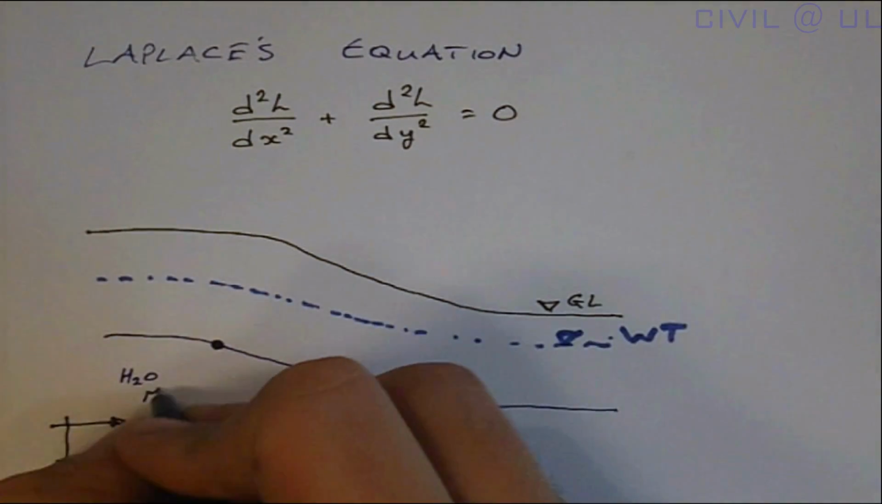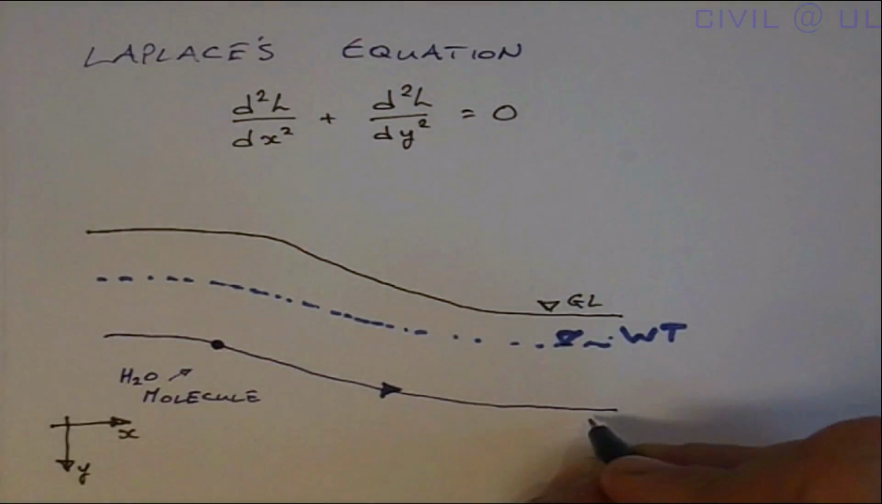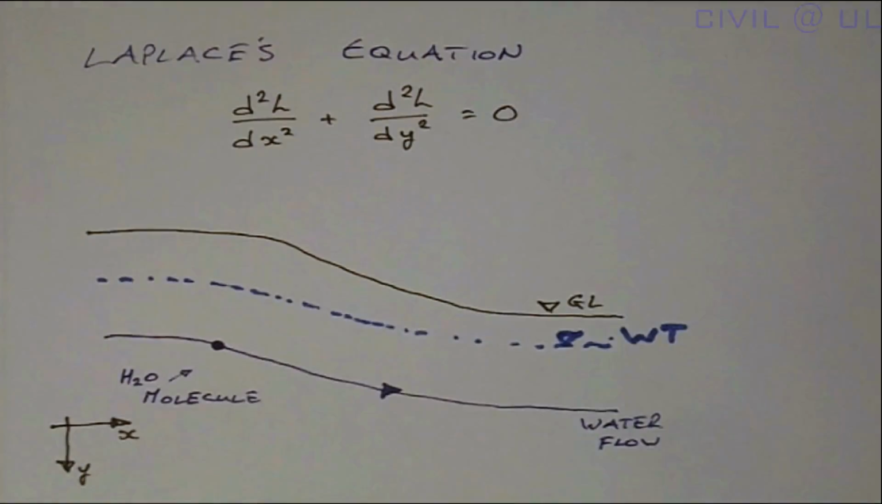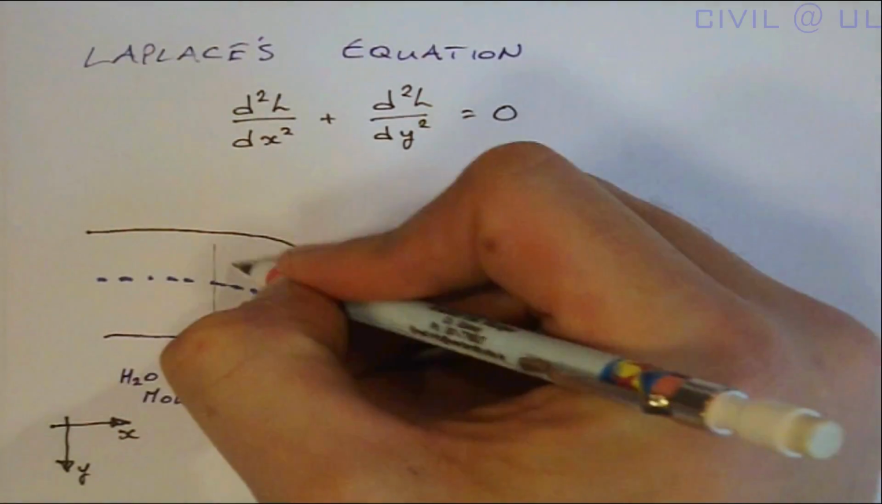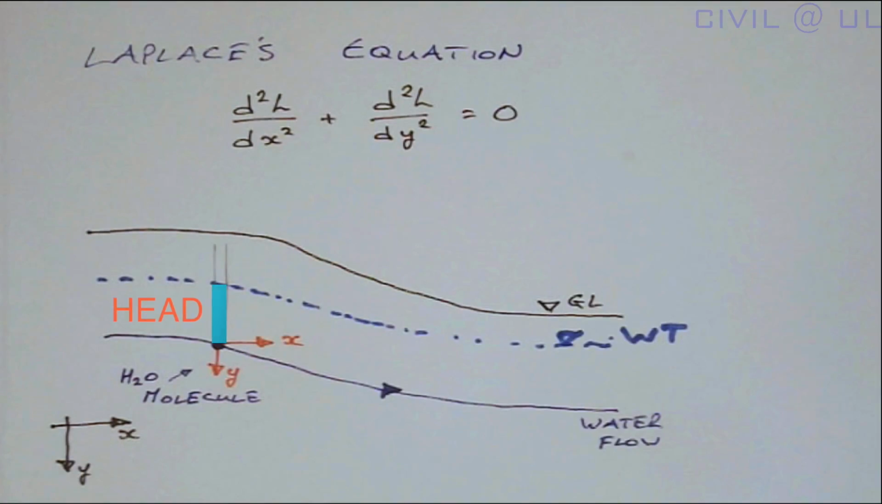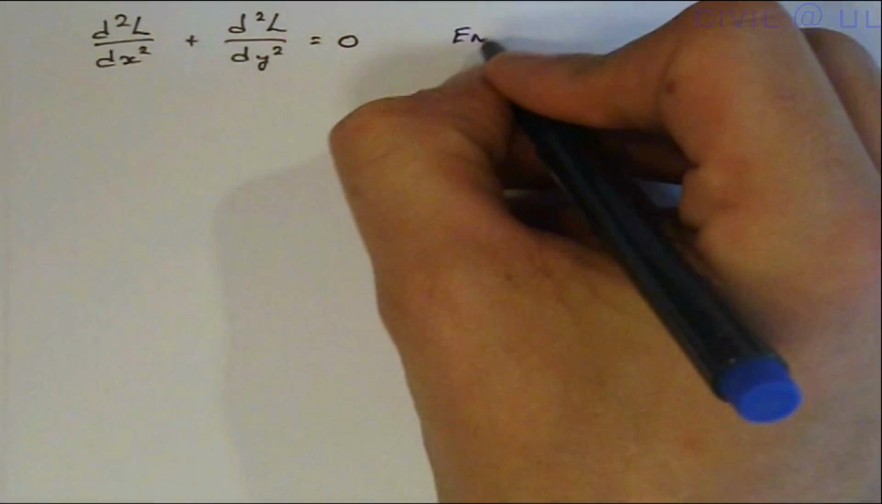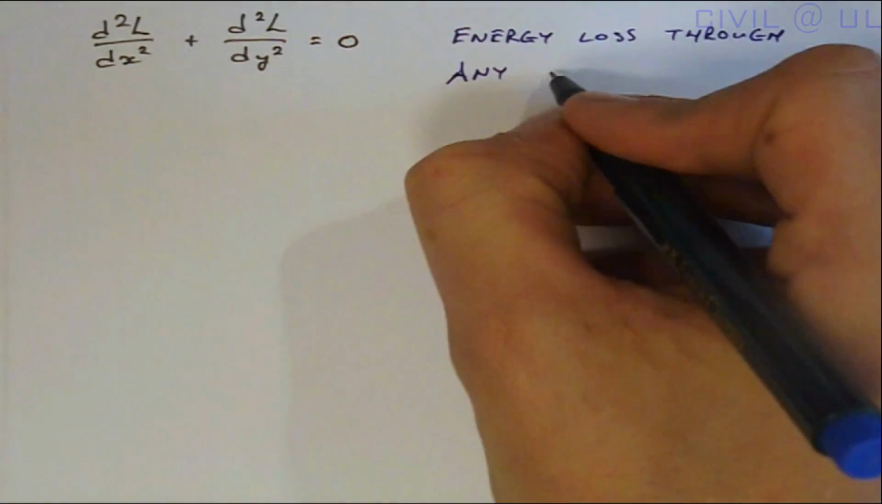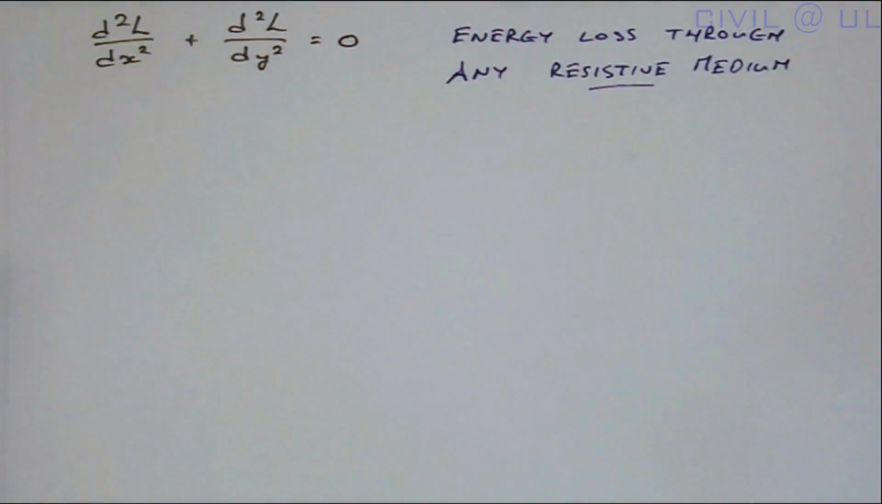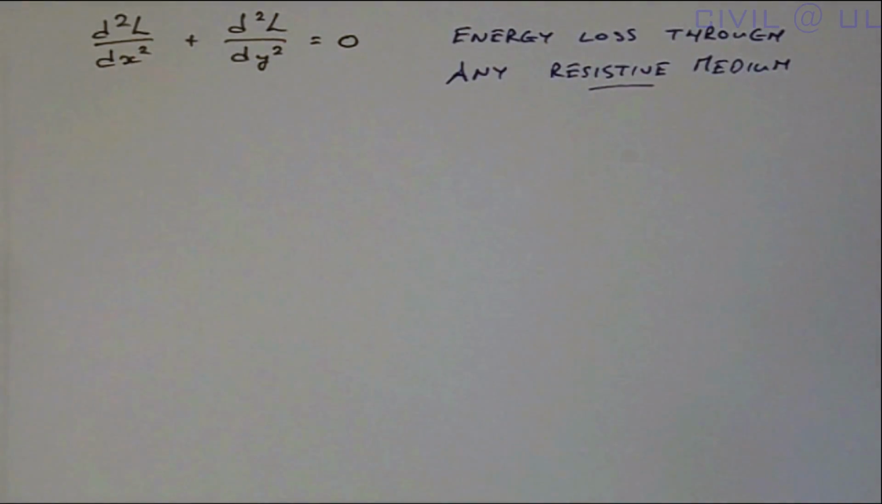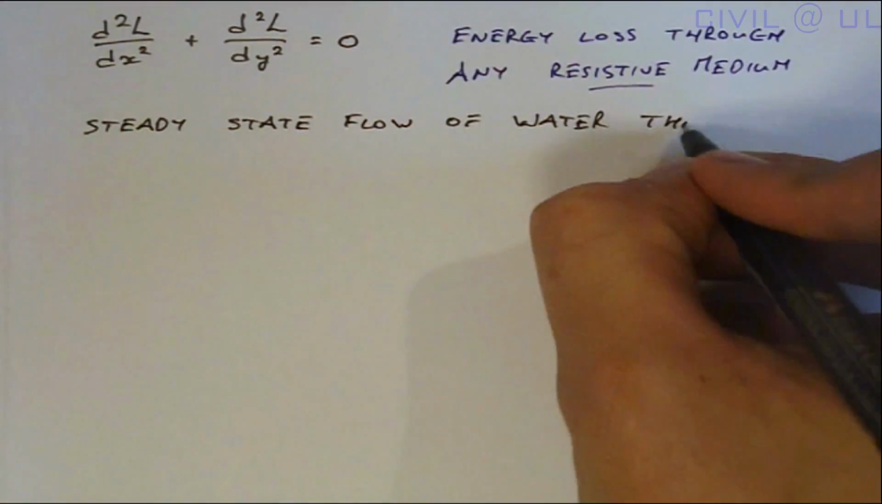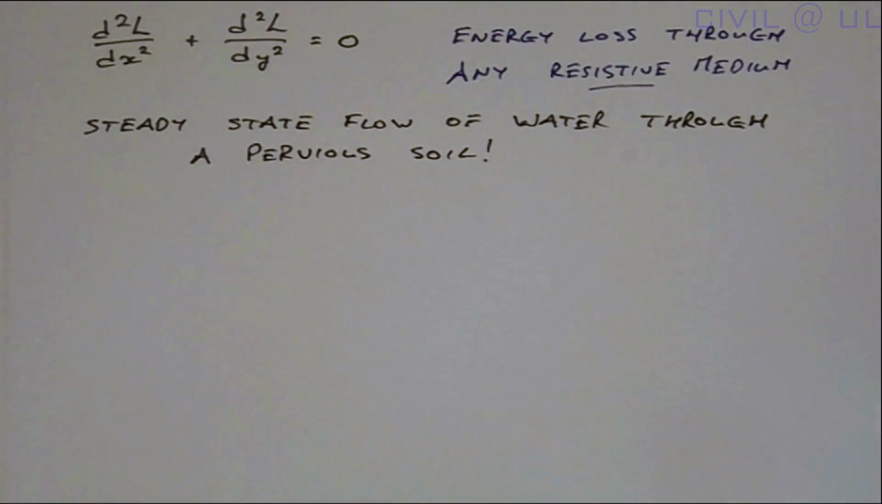Looking at the trajectory of a water molecule, x and y are the directions of flow, as shown, and h is the head at any point. Laplace's equation has many applications in engineering. It represents the energy loss through any resistive medium, for example, electron flow in heated metals, or in our case, the steady-state flow of water through a pervious soil.